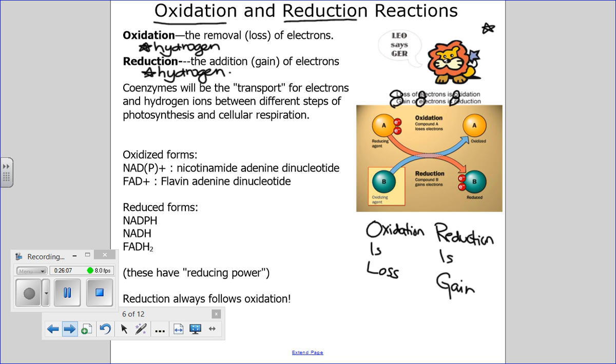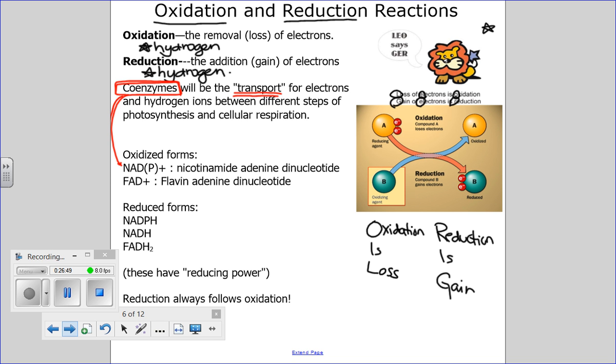Now we are going to use molecules called coenzymes. Now we know what these are. Coenzymes help enzymes perform their function. But these coenzymes are going to be the transport for electrons and hydrogen ions. Basically what's going to happen is that we're constantly going to be taking hydrogen away from something and giving it to something else. And so there needs to be a way to transport these hydrogen ions around, and coenzymes are going to accomplish that.